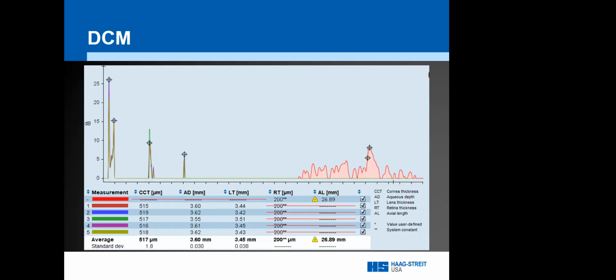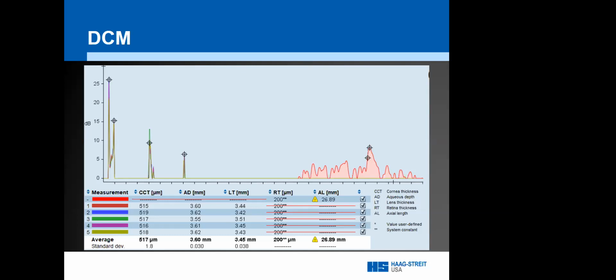Just remember, it has to pass through that dense lens twice. So if there's a lot of disruption, the reflection coming back through that second time is very weak, and that indicates to the Lenstar to kick in this dense cataract mode instead of displaying the axial length. So when you receive an axial length with no standard deviation, that's your first indication.